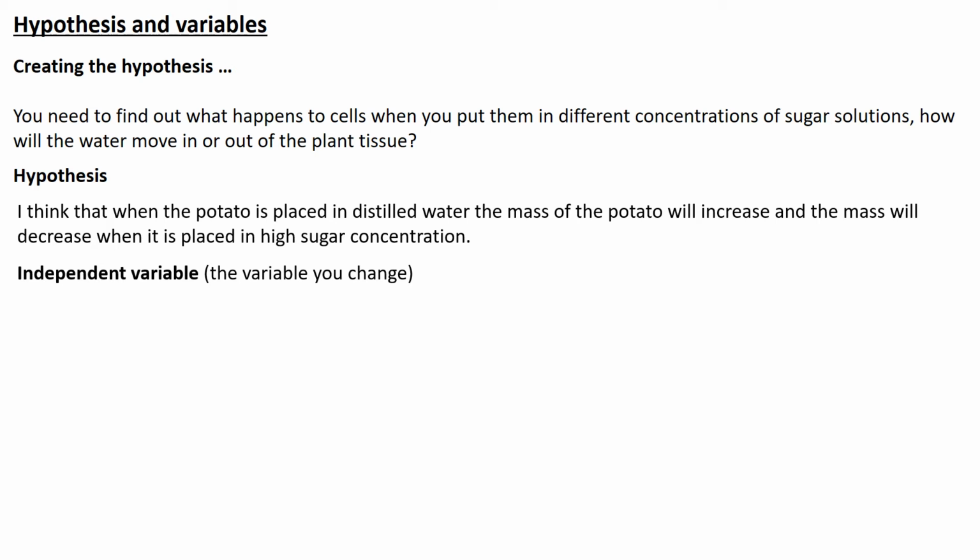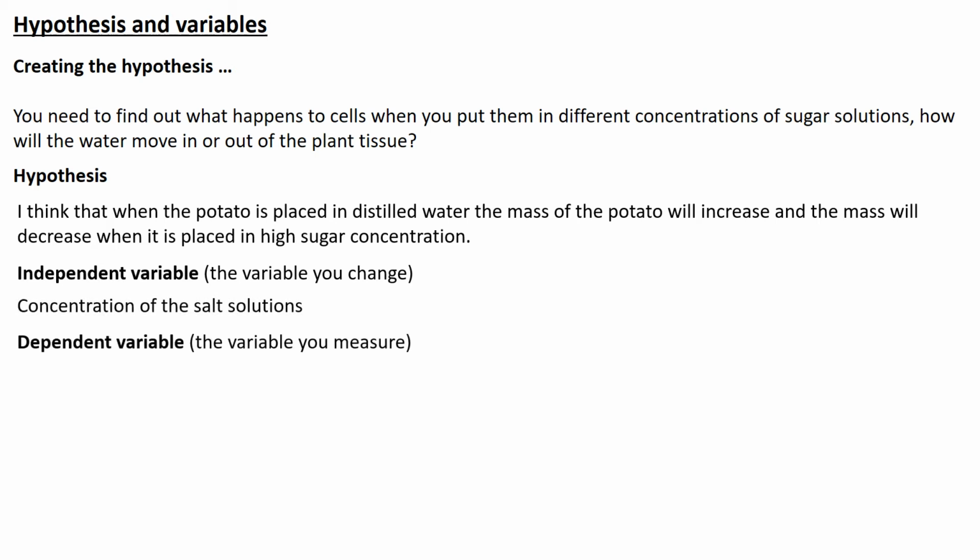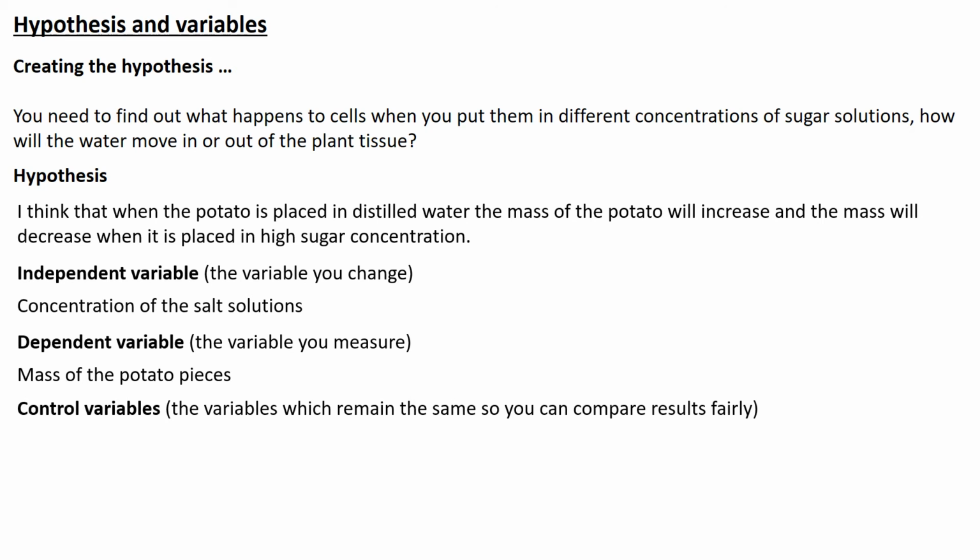All right? Our independent variable, the variable that we have to change, is the concentration of the salt solutions. The dependent variable, the variable that we measure as a result of that change, is going to be the mass of potato pieces. Some people try and measure length. It really isn't worth doing, okay? It's really messy and you don't get very good results. The mass of potato is more accurate because you can calculate the change in mass, and we'll talk about that in a minute.